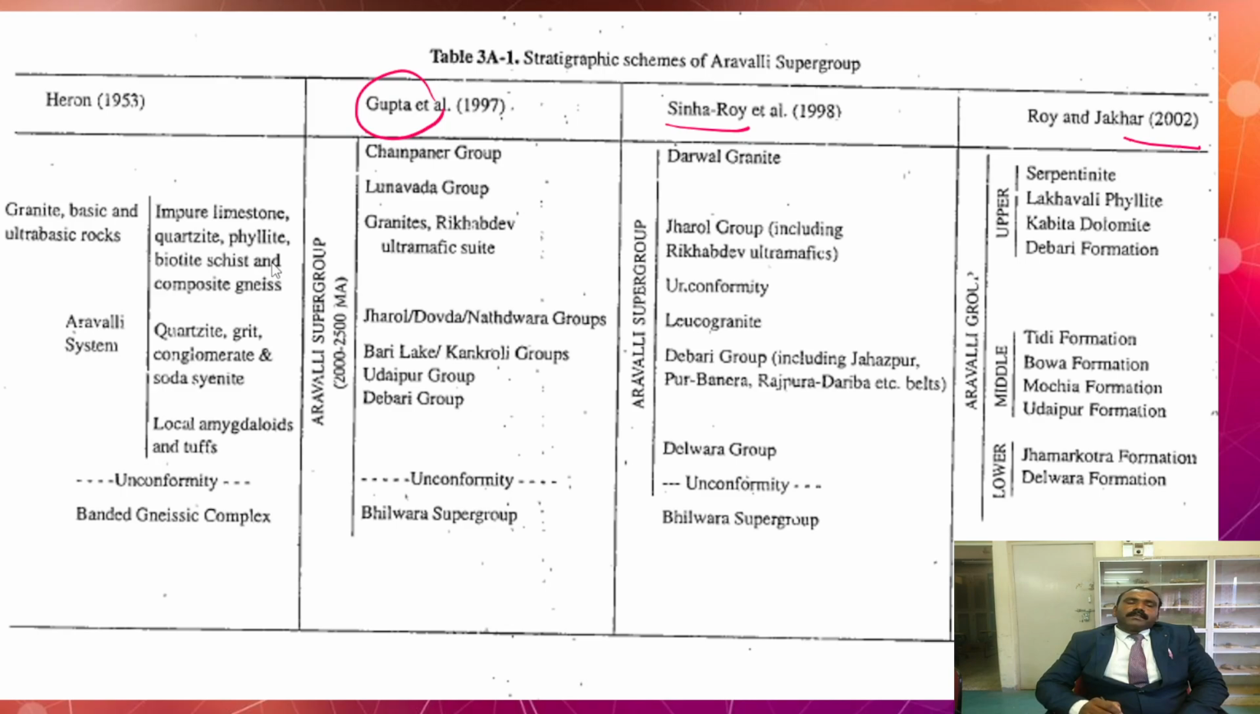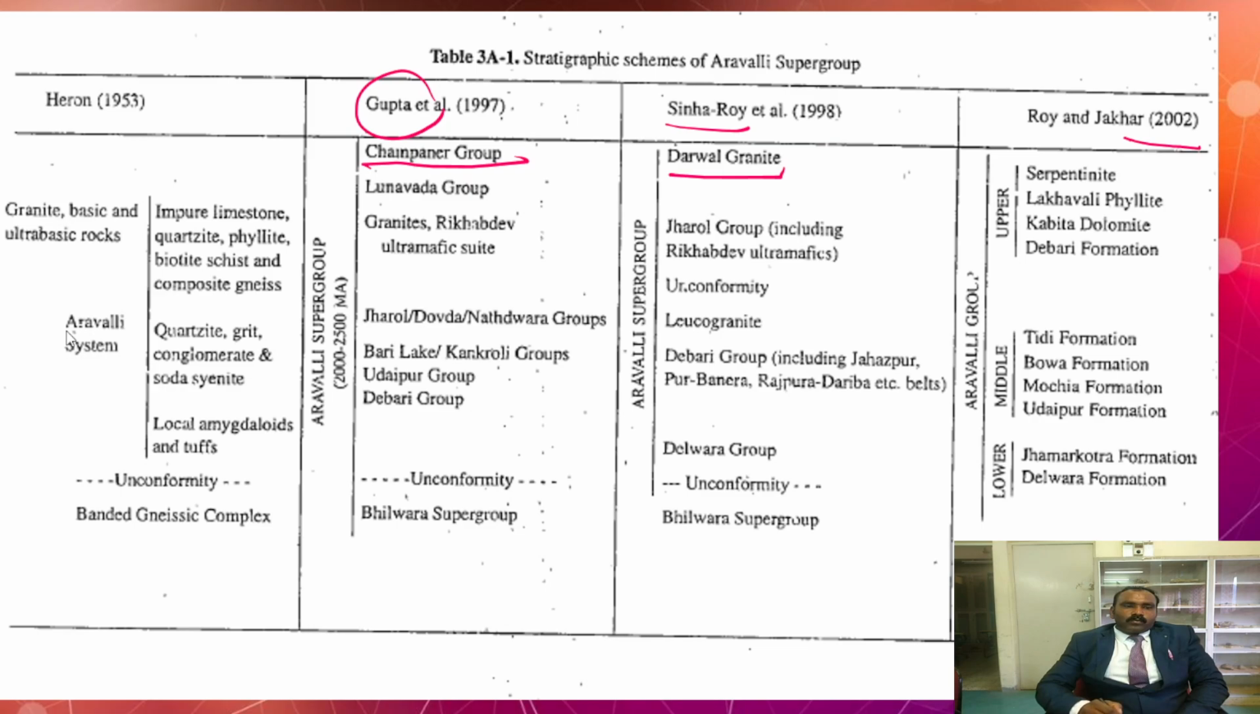And as we move towards the upper portion, or the upper Arvali regions, we may have the Delwara granites, and the different kinds of other formations, particularly the Champaner group, situated here. This is the Champaner group.